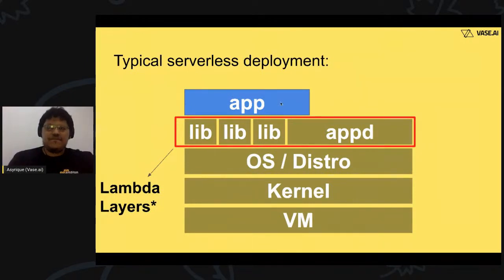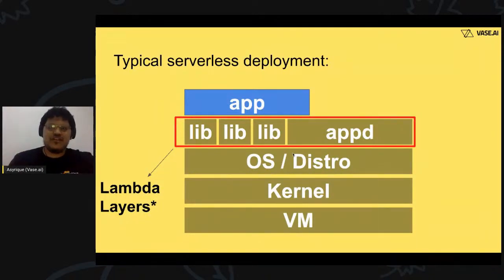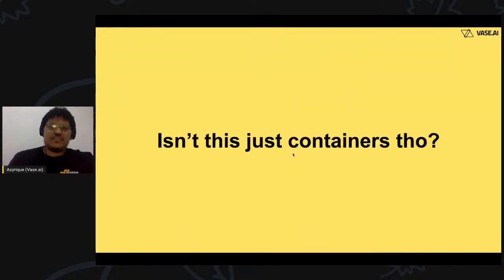So now some of you, of course, there are some instances where you want to have your own libraries, and for that there's Lambda layers, so that's why I added a star there, but that's not really within the scope of today's talk. So some of you guys might be thinking, oh, okay, isn't this just containers though, right?